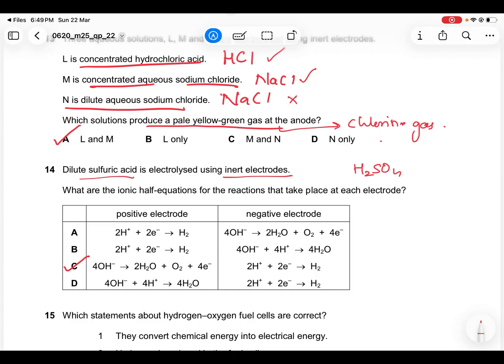So at positive electrode, that is my anode, I'm going to get oxygen, and the correct half ionic equation will be 4OH minus giving me 2H2O, O2 and 4 electrons. And my negative electrode, that is cathode, is going to give me hydrogen: 2H plus plus 2 electrons is going to give me H2.